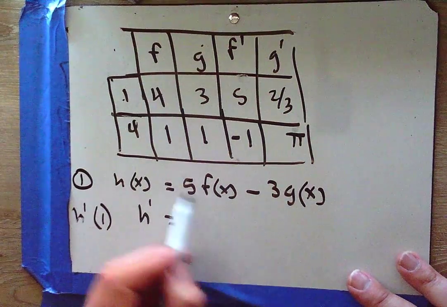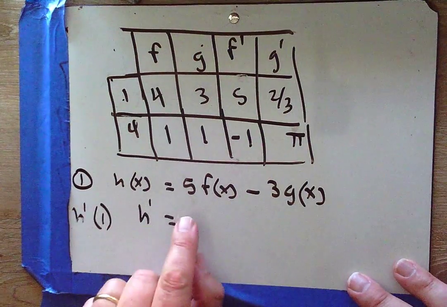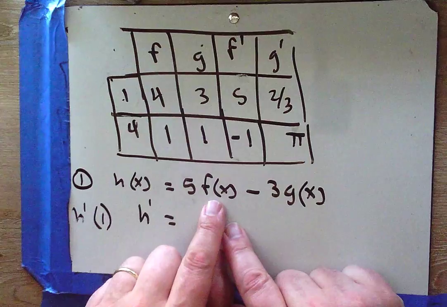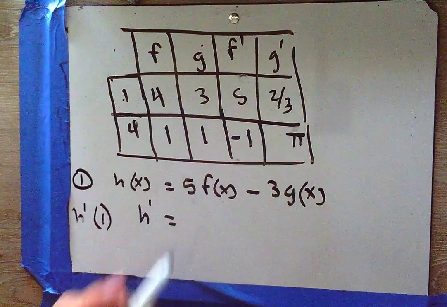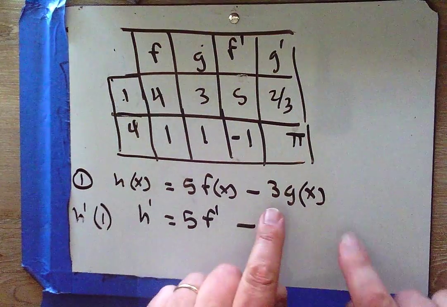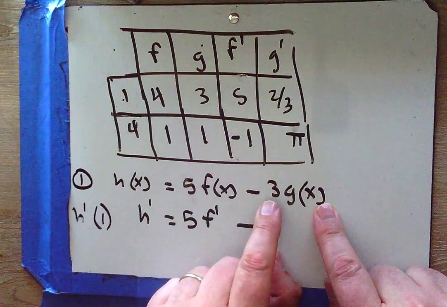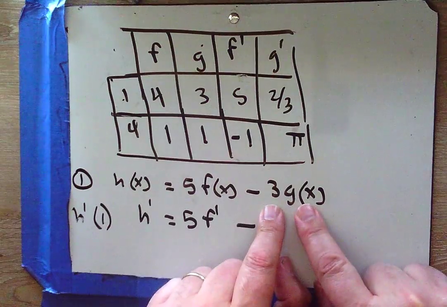h prime is going to be the derivative of this. And yes, you can use the product rule, but I really wish you'd use that other one that says the derivative of a constant times a function is going to be the derivative of the function times that constant, 5f prime, minus, how do I take the derivative of this? Again, I could use product rule, but instead, I'm going to recommend doing, this is a constant, this is a function.